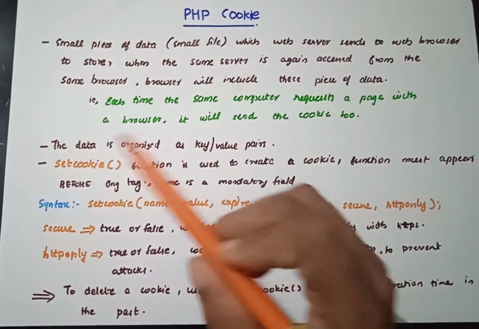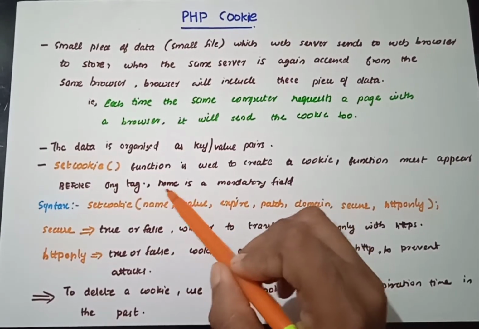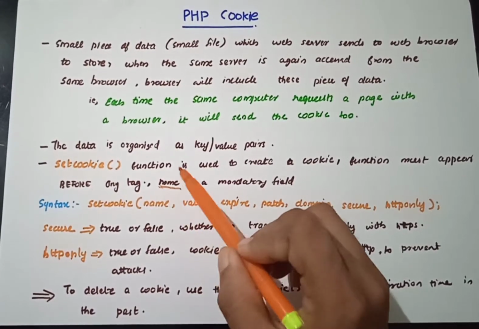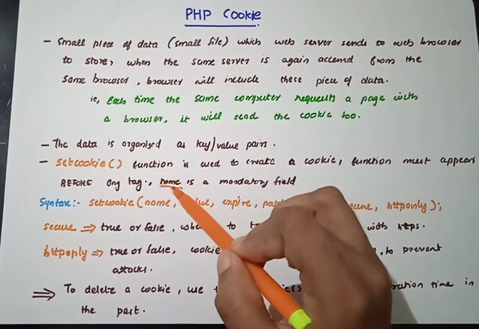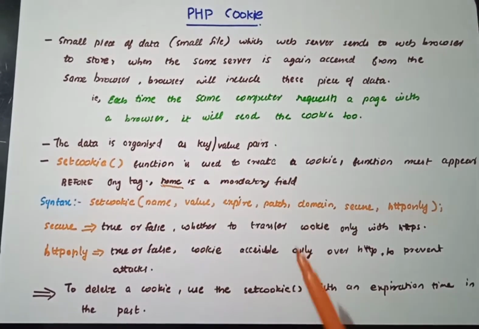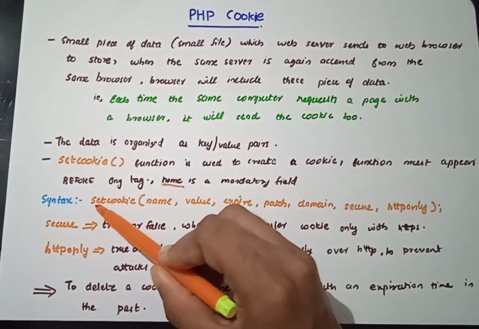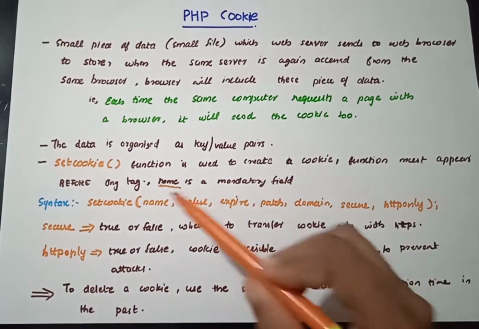And another thing is that for the setcookie function, one field is name. Without assigning a name for the cookie, we can't define a cookie. So that is the importance of the name field in the setcookie function. So let's get into the syntax now. This is the function setcookie, and we have a lot of things inside. Let's see each of them.